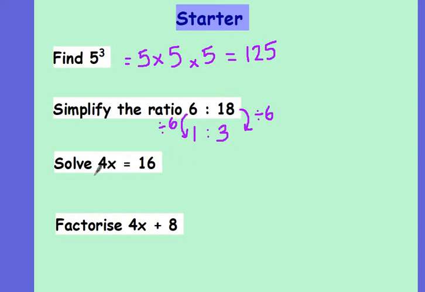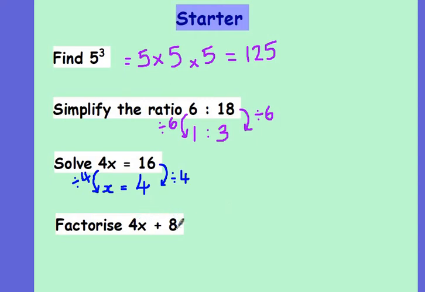For the next question, I asked you to solve 4x is equal to 16. What do I need to do to both sides of my equation to give me just x on its own on the left-hand side, Emily? I need to divide both sides of my equation by 4, exactly. If I divide both sides by 4, I'm left with x is equal to 4, and that's my solution.